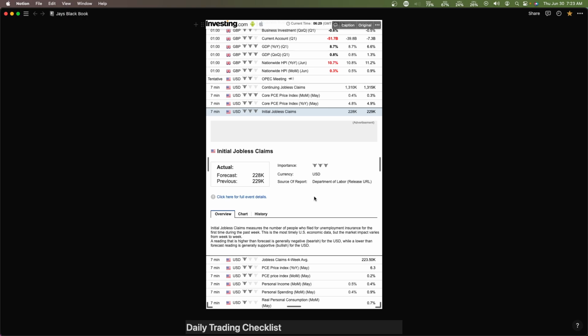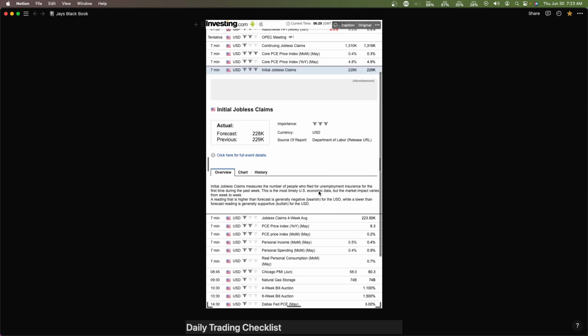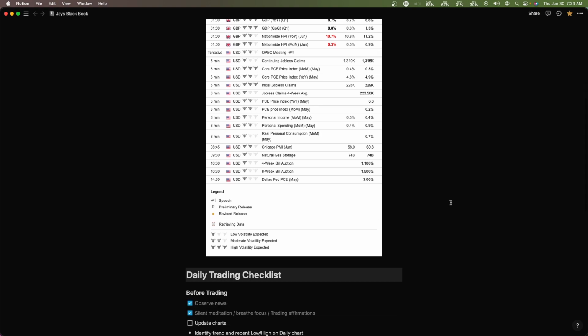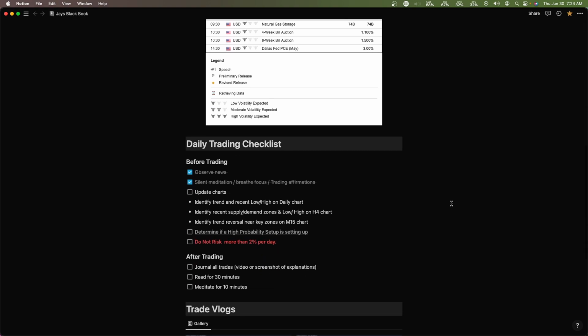Initial jobless claims measures the number of people who file for unemployment insurance for the first time during the past week. This is the most timely U.S. economic data, but the market impact varies from week to week. A reading that is higher than forecast is generally bearish for the USD, while a lower is bullish for the USD. So, two possible conflicting news coming out for USD in about 7 minutes. So, let's go ahead and head to the charts.